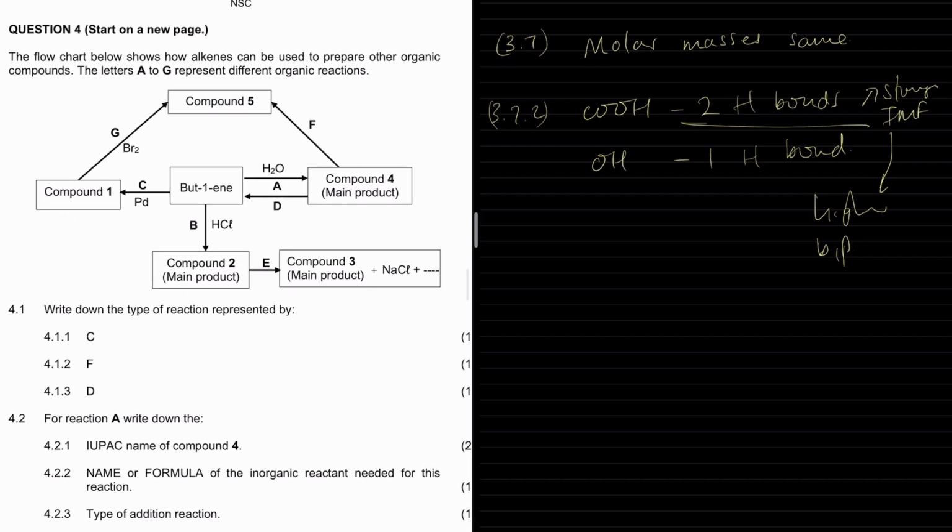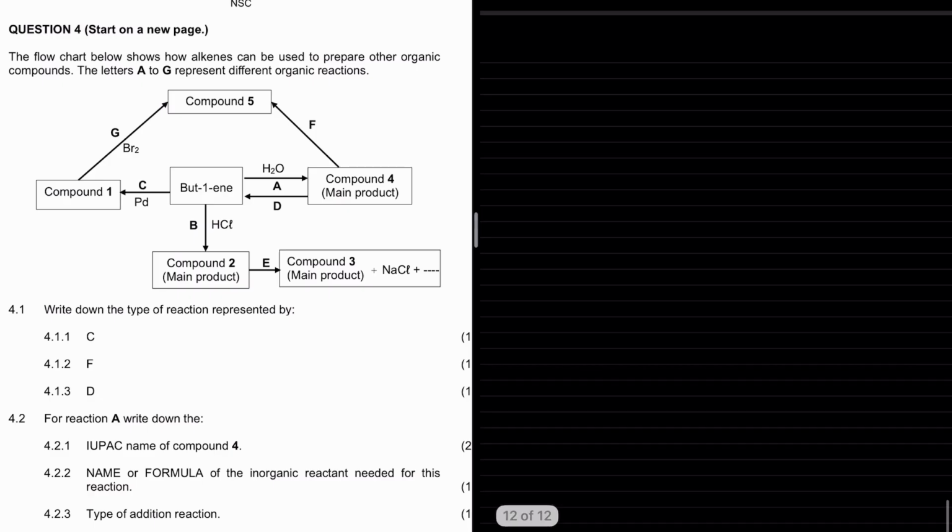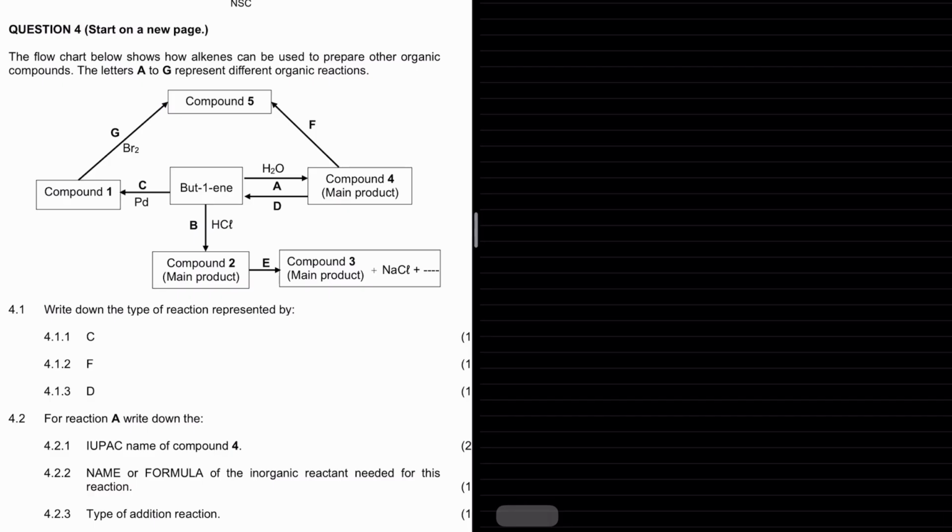Okay, now let's look at question number 4. Question number 4 is the reactions question. So the flow chart below shows how alkenes can be used to prepare other organic compounds. The letters A to G represent different organic reactions. Okay, so when I answer a question like this, first thing I want to do is I like to write down a little cheat note, if you will.